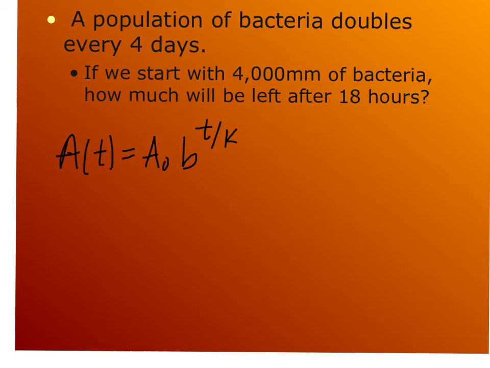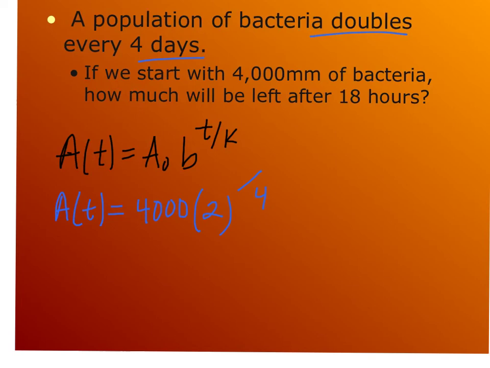This problem says a population of bacteria doubles every 4 days. So our key word here is doubles. If we start with 4,000 milliliters of bacteria, how much will be left after 18 hours? So as we start to fill this in, we have A of t equals A sub 0, our initial amount, which is 4,000 milliliters. Our b value, since we're doubling, is 2. I usually do b and k back to back since they go together. Since it doubles every 4 days, I'm going to put a 4 in for k right away, so I don't mix the two up. The t and the k are what people mix up all the time.